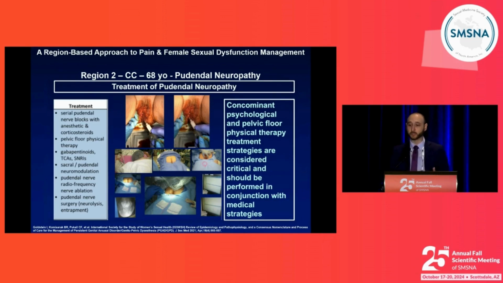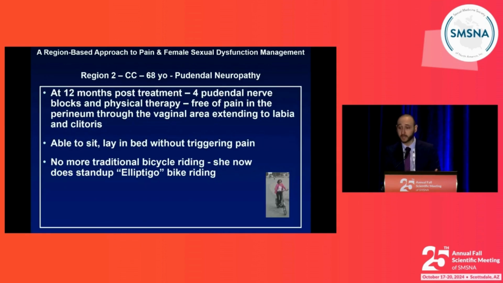She got serial pudendal nerve blocks as well as pelvic floor physical therapy, and a year later, after 4 blocks, she is free of pain in the perineum through the vaginal area, extending to the labia and the clitoris. She can sit and lay in bed without triggering pain, and she no longer does traditional bicycle riding. She now does stand-up elliptical bike riding, which Dr. Goldstein tells me is all the rage.